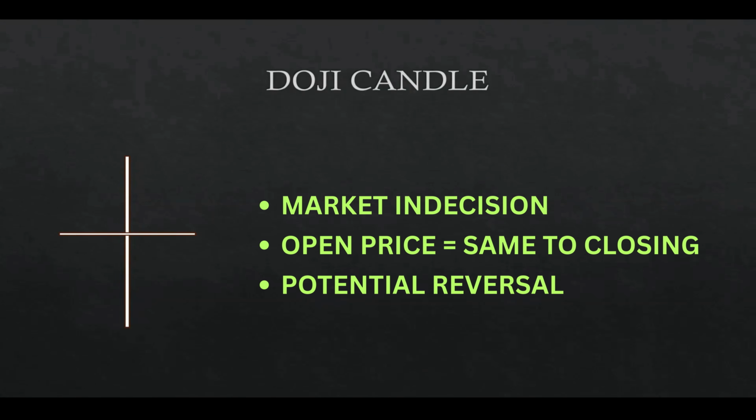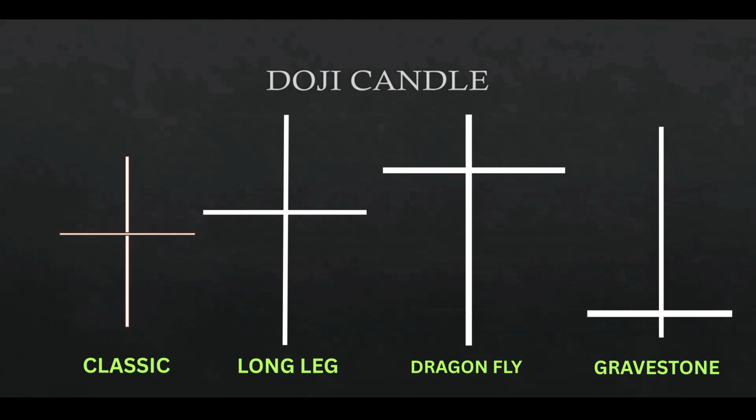A doji candle indicates indecision in the market. That typically happens when the opening price is similar to the closing price of an asset, leaving us with a candle with no body that looks similar to a cross. This can often lead to a potential reversal or continuation depending on where the candle is placed. The doji candlestick typically has 4 different patterns. It has the classic doji, the long leg doji, the dragonfly, or the gravestone.